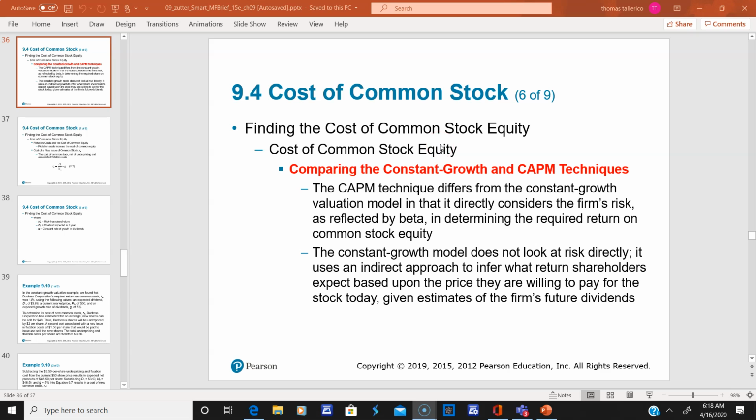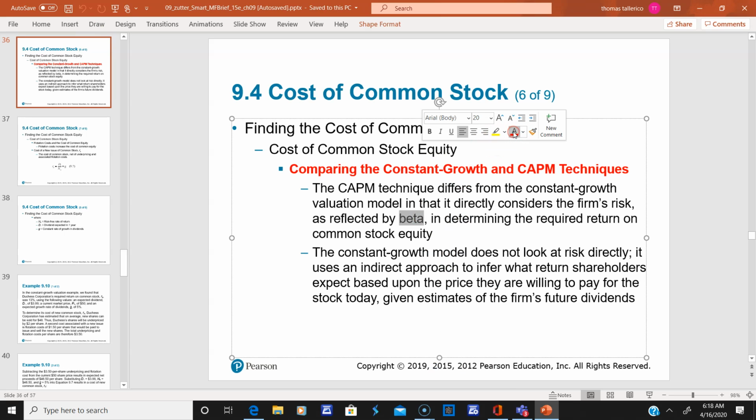So we left off talking about the constant growth and capital asset pricing model methods to determine your required return, or your cost of common equity. And we noticed that you can use either one, but it turns out that either one is different. The capital asset pricing model technique differs from the constant growth valuation model in that it considers the firm's risk, and that risk is reflected by beta, as we know by now. So beta is important.